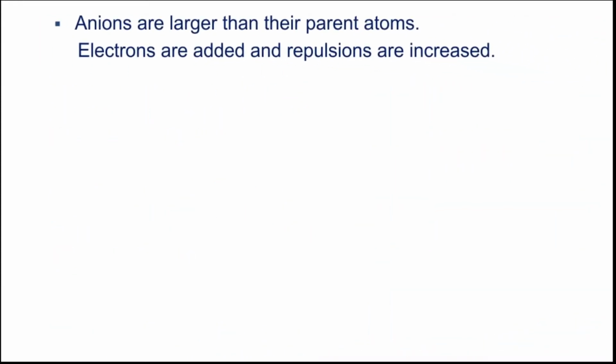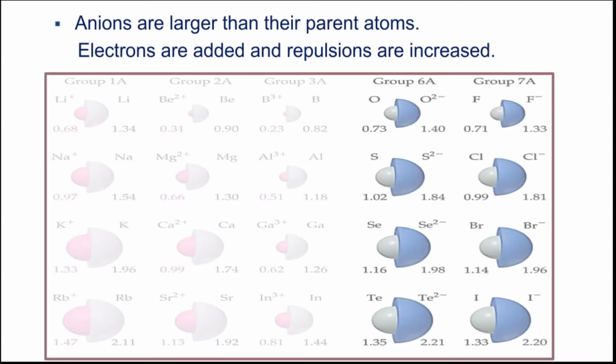Anions are larger than their parent atoms. Electrons are added and repulsions are increased.